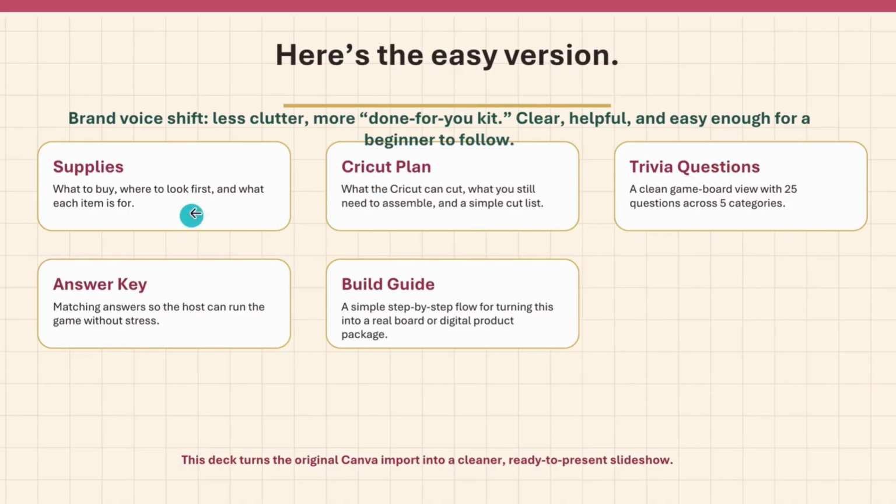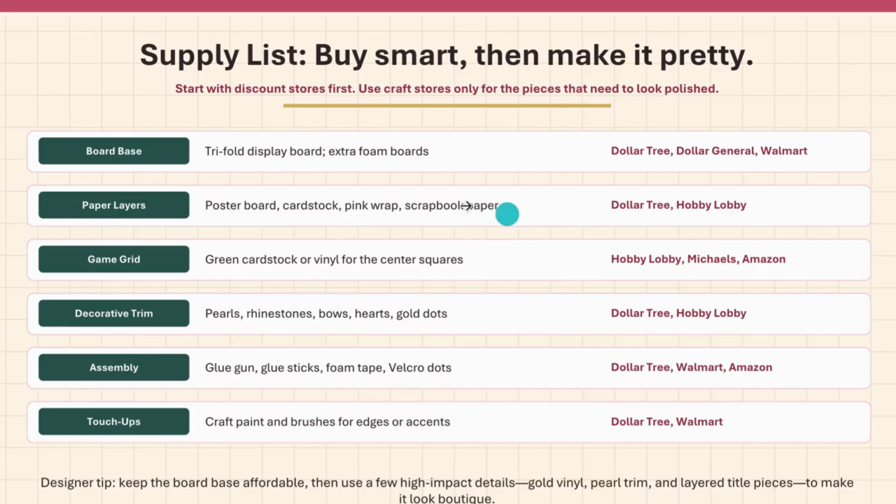So like I said, it gave me the supplies, the Cricut plan, the trivia questions, which I'm going to show you next, as well as the answer key, and then the build guide. So let's keep moving. The supply list: buy smart, then make it pretty. Start with the discount stores first. Use craft stores only for the pieces that need to look polished.